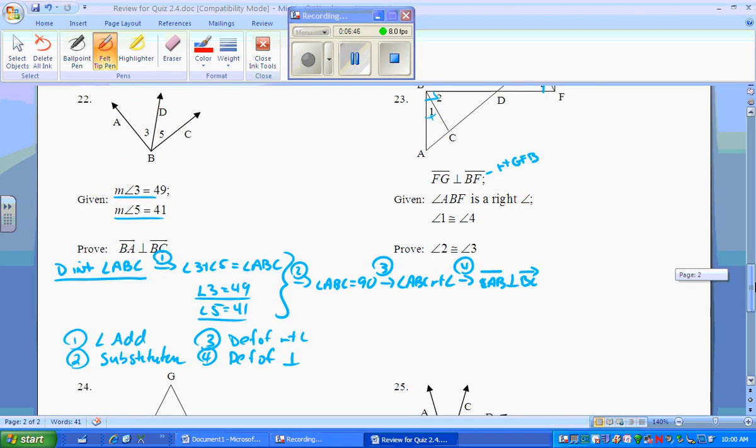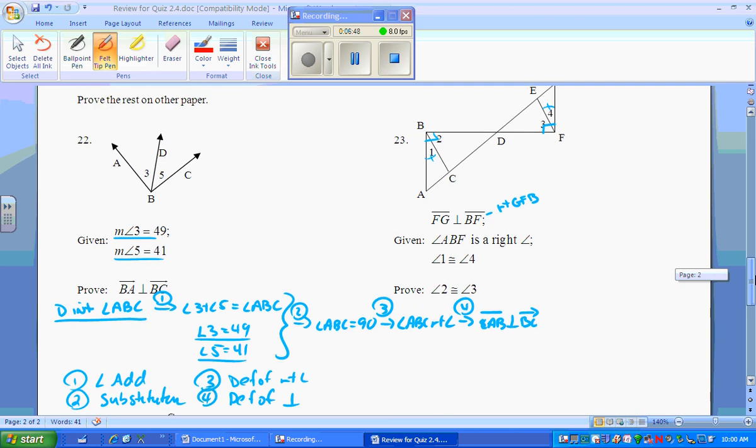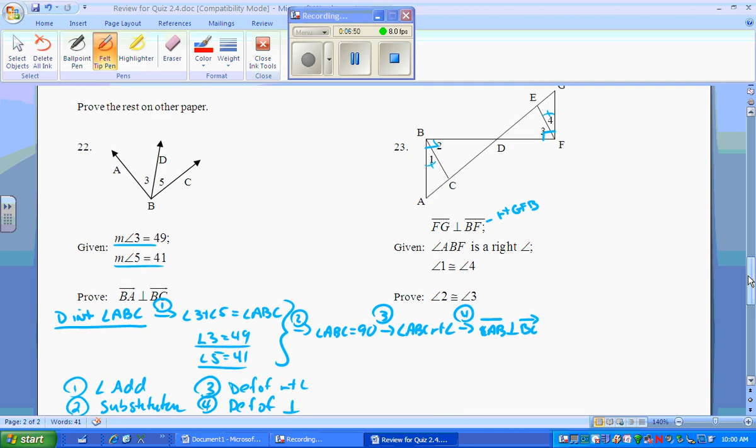So I'm using red for this example. We'll start with the perpendicular. So we got FG is perpendicular to BF. Underline it because it's given. Reason 1, we got angle GFB is a right angle.